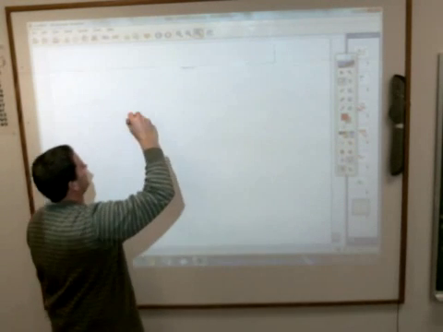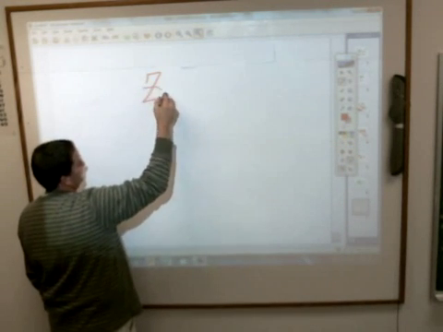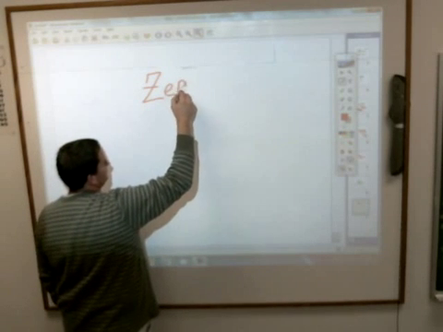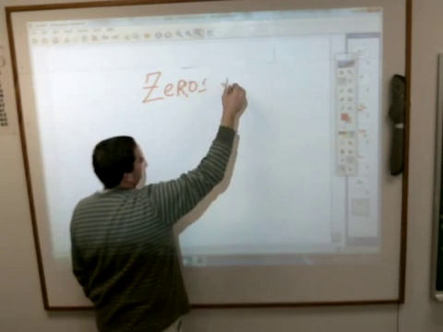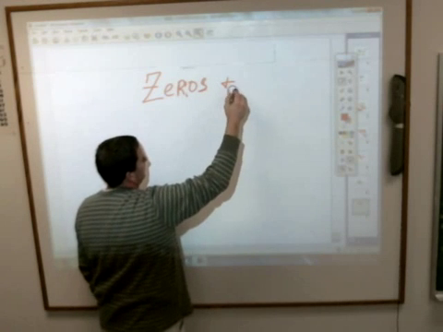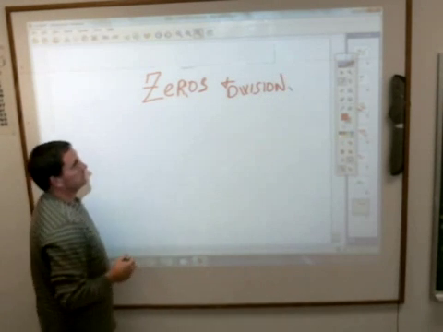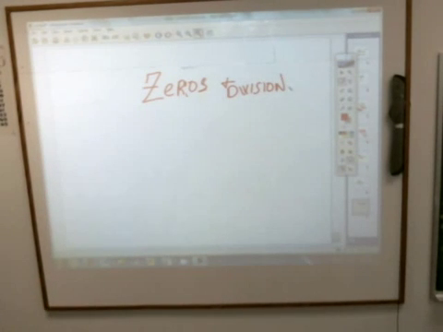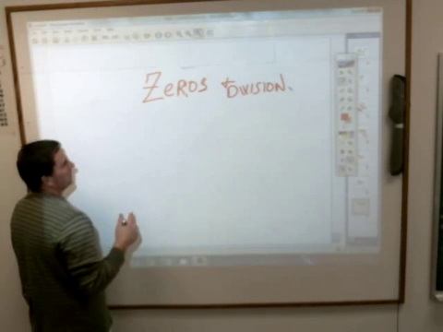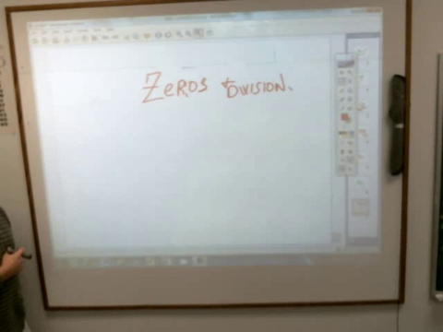This is a big hitter at math. This is a big, huge concept in math. Okay. When you talk about zeros with regards to division problems, there are three possibilities that you can have.